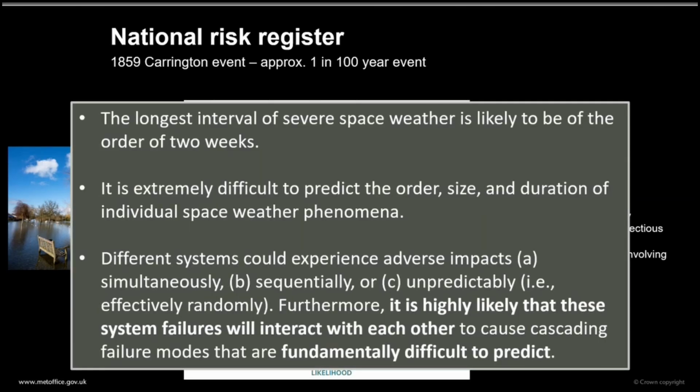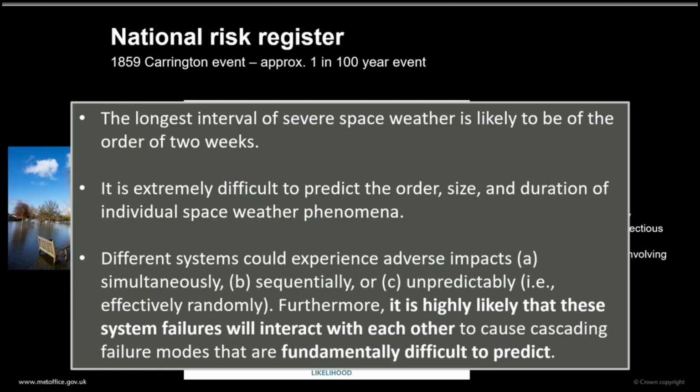If we were to get an interval of severe space weather, it's estimated it would be in the order of 2 weeks. It is incredibly difficult to predict the exact order, size, and duration of individual space weather phenomena. So from a forecasting perspective, we can look and see that there are sunspots of concern, sunspots that we know have got a lot of that energy tied up in them. So there's that potential that we could see solar flares, see radiation storms, and see coronal mass ejections.